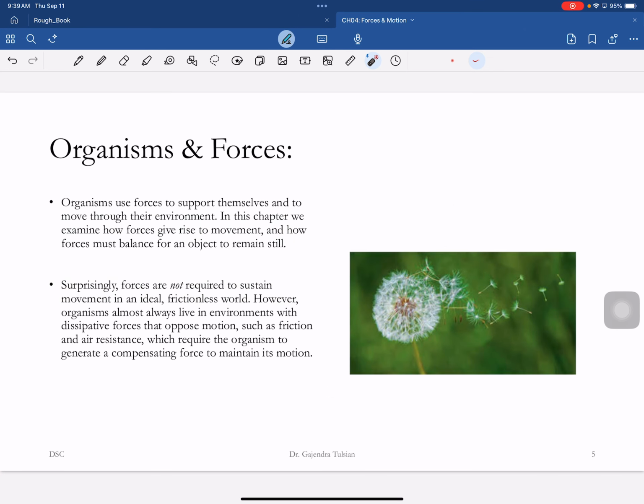So forces are not required to sustain motion in an ideal frictionless world. Of course, we encounter friction all the time, and organisms always live in environments with dissipative forces. Friction forces are called dissipative forces. Why are they called that? Let's see. When it was moving, it had something called kinetic energy, the energy of motion. Can you destroy energy? You cannot destroy it. So what happened to it? It dissipated.